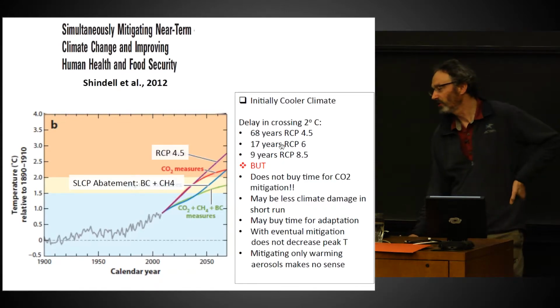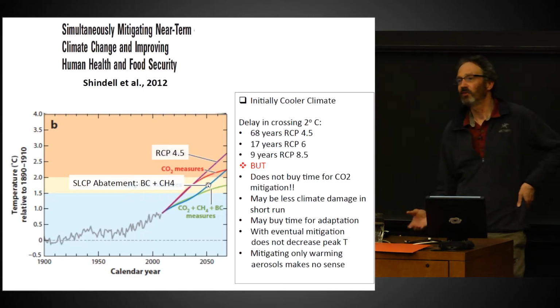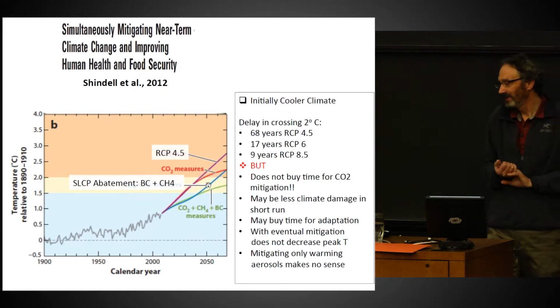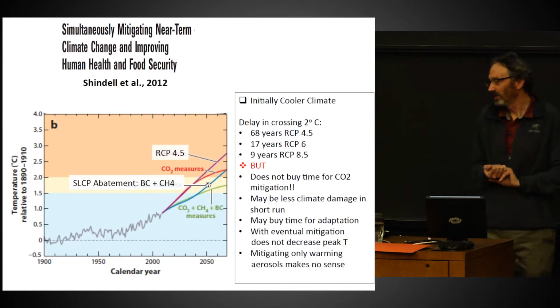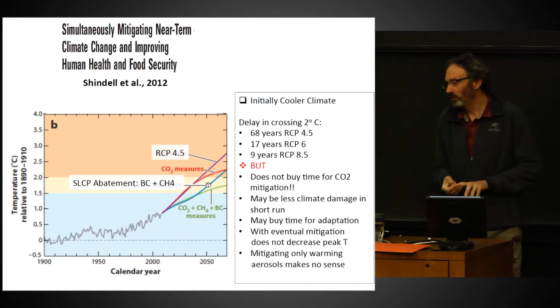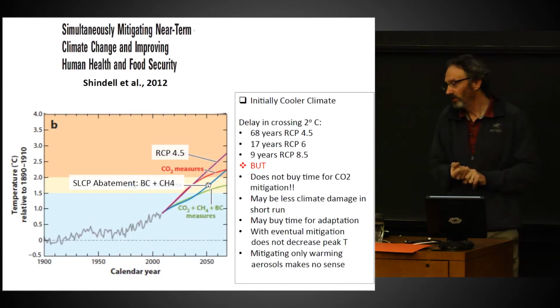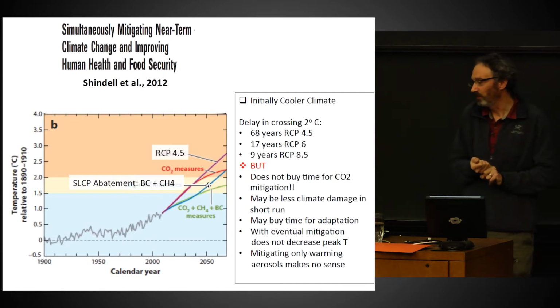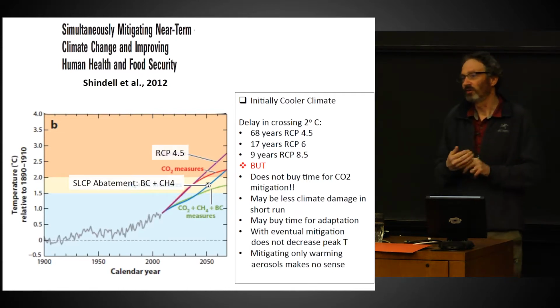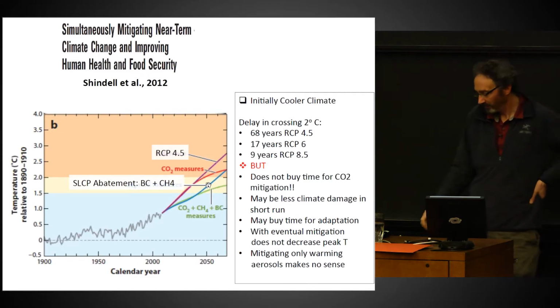In the worst scenarios, you get a delay of about 9 years in crossing this 2-degree line. So it buys you 9 years, but eventually you have to mitigate carbon. So it's important to point out that mitigating methane, decreasing its emissions, does not buy time for mitigating CO2. You have to mitigate it now because it accumulates in the atmosphere.